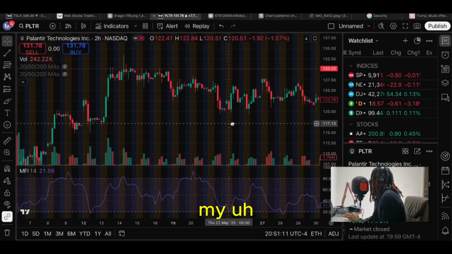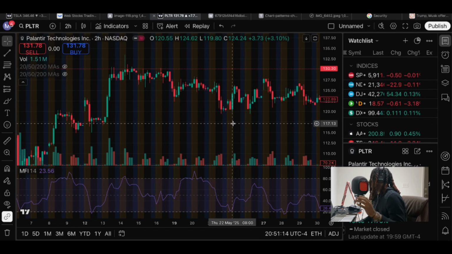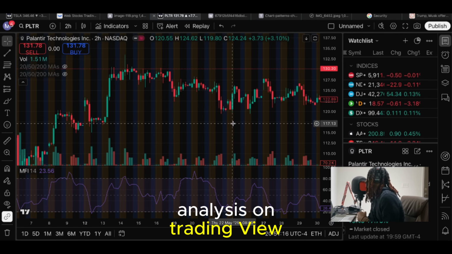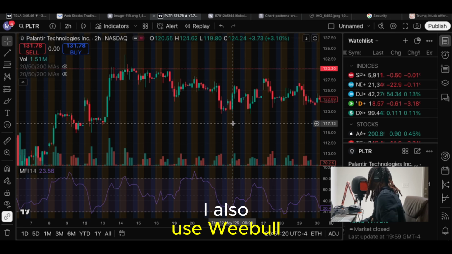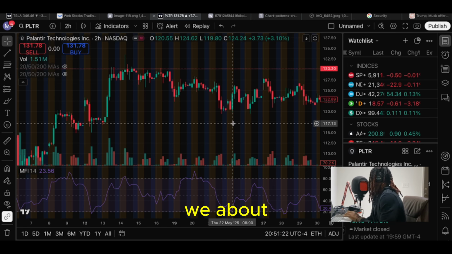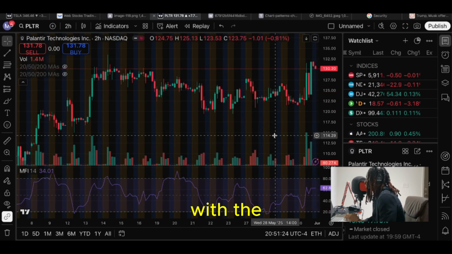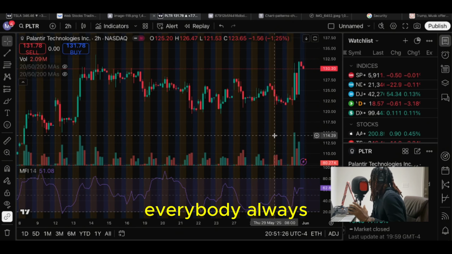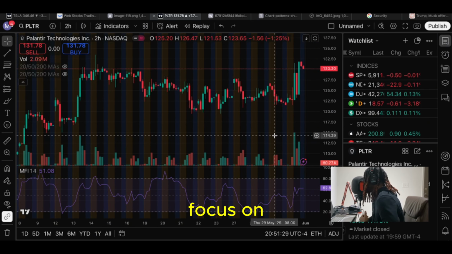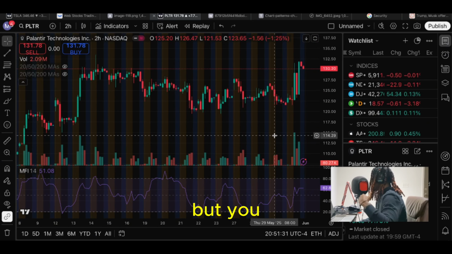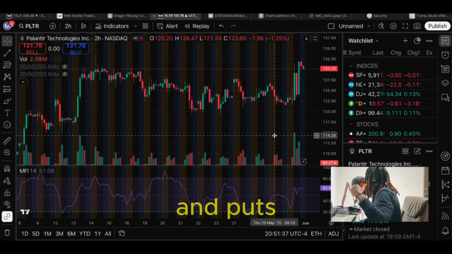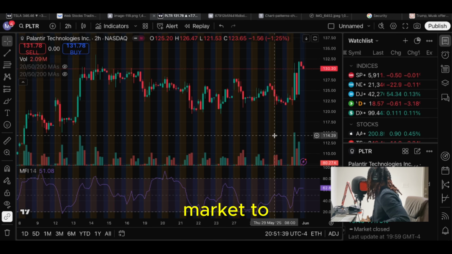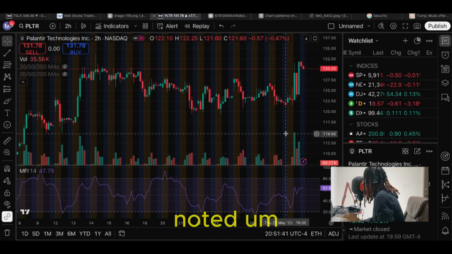I do most of my technical analysis on TradingView. There's a bunch of different indicators you can use, and I also use Webull, man. But yeah, we about to take a look at how you can make money with the market going down. Everybody always thinks that we need to just focus on the upside of the market, but it's calls and puts. Remember, calls are what we buy whenever we're wanting the market to go up, and puts are what we buy whenever we're wanting the market to go down. So just some things that we need to make sure we keep noted.